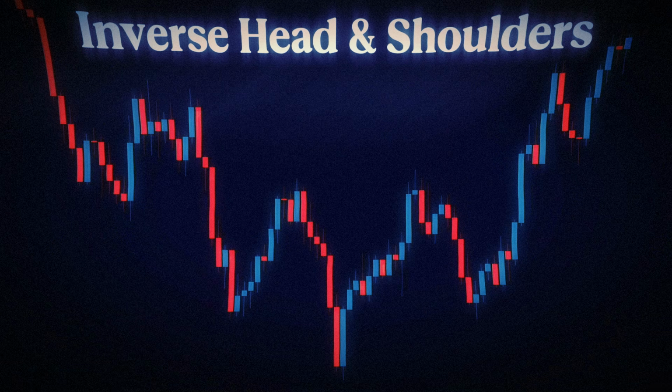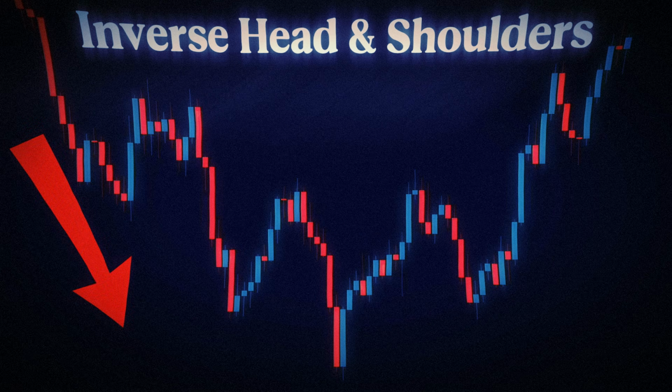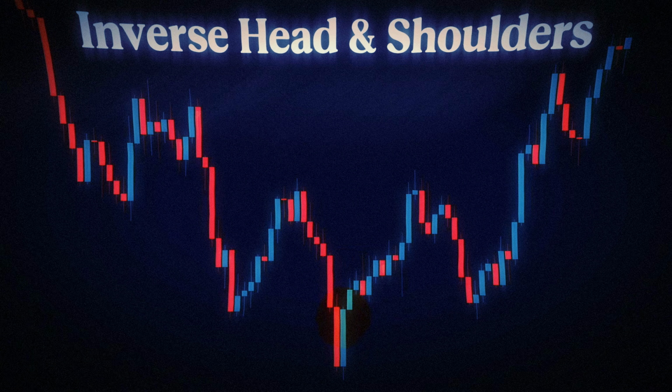The inverse head and shoulders is the bullish counterpart, appearing at the bottom of a downtrend. It features three troughs. The middle one is the lowest, and the two outer troughs are higher. A resistance neckline connects the highs between the troughs.